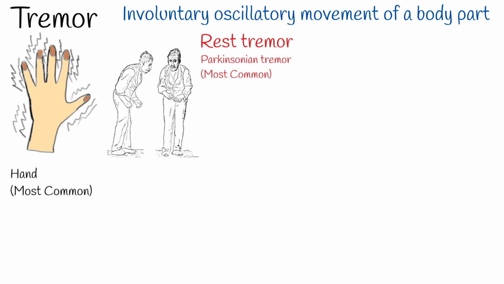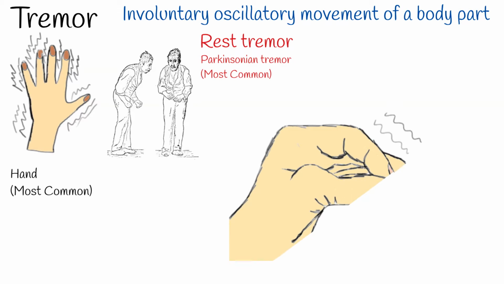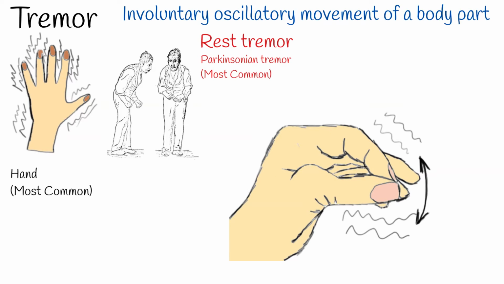Rest tremor subsides when the involved limb is put into action. Parkinsonian tremor is the most common cause of rest tremor. Classically, Parkinson's disease starts unilaterally, typically in one hand, and it gives the appearance as though the patient is trying to roll something in between his or her fingers. This sign is called pill-rolling tremor.